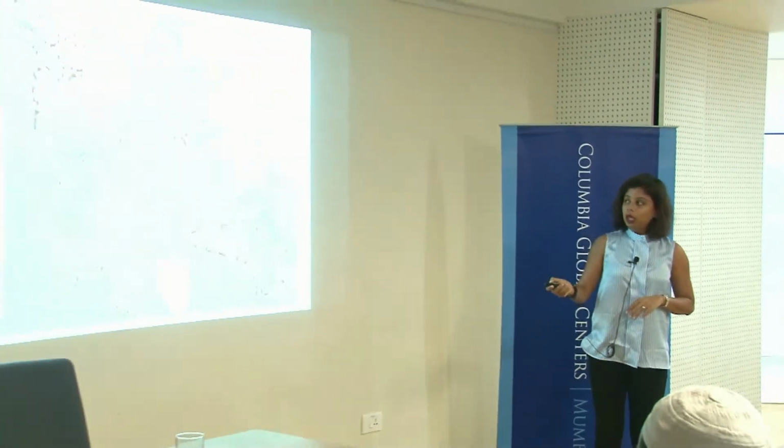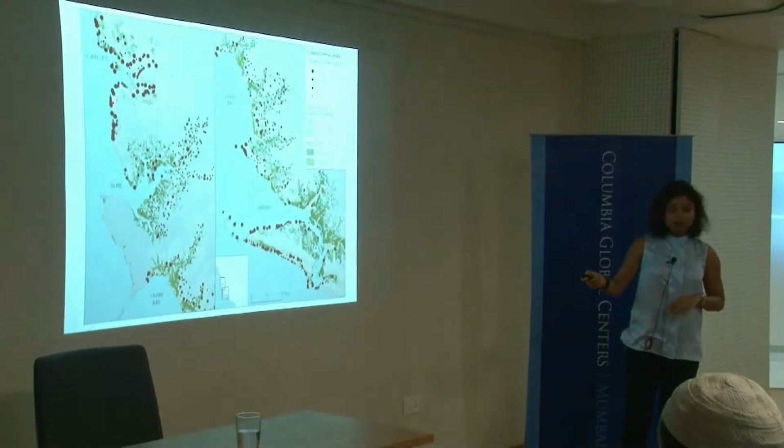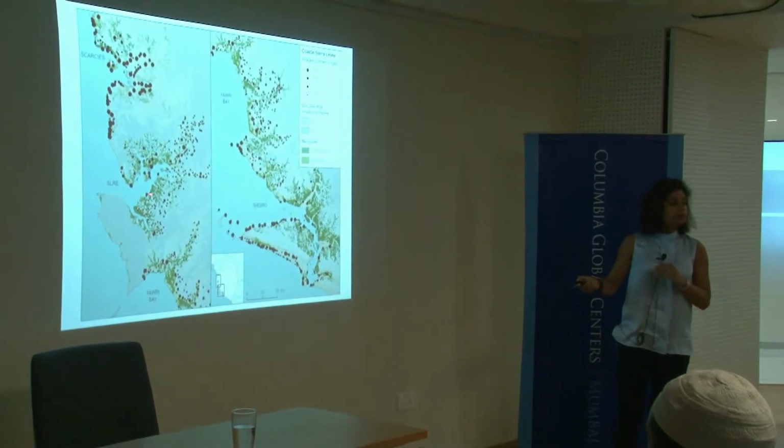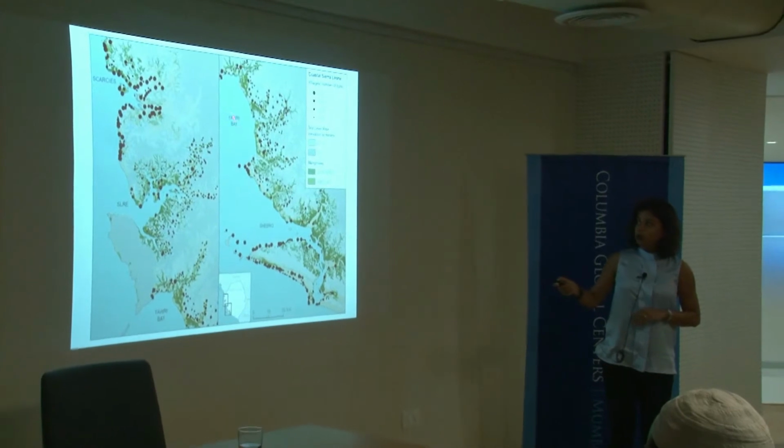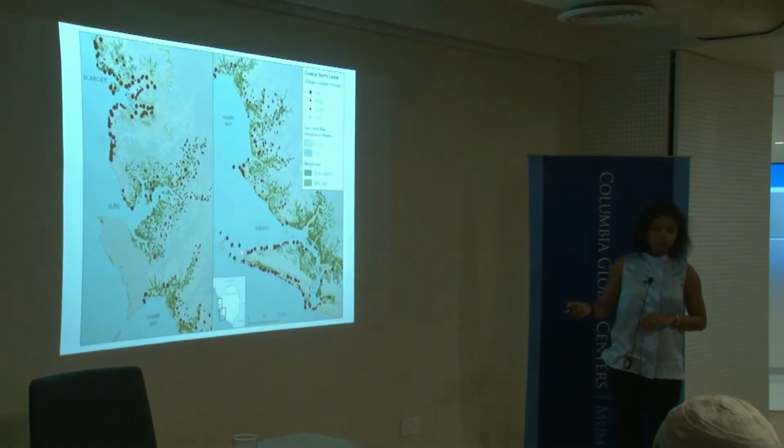We chose 4 focus areas for West Africa, for coastal Sierra Leone, all along the rivers. The left panel is from the northern part of coastal Sierra Leone, and the right panel is from the southern part. In the northern part, we have Scarcies area and SLRE, which is Sierra Leone River Estuary, and in southern coastal Sierra Leone, we have Yawri Bay and Sherbro.